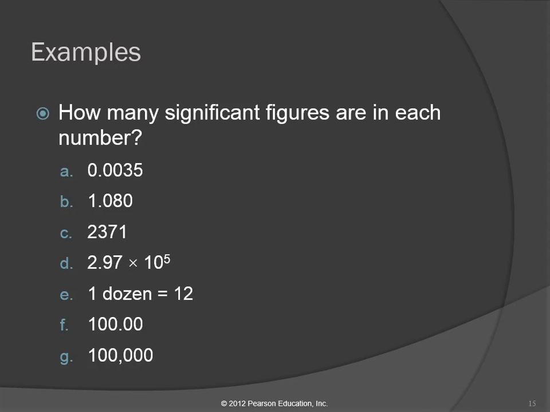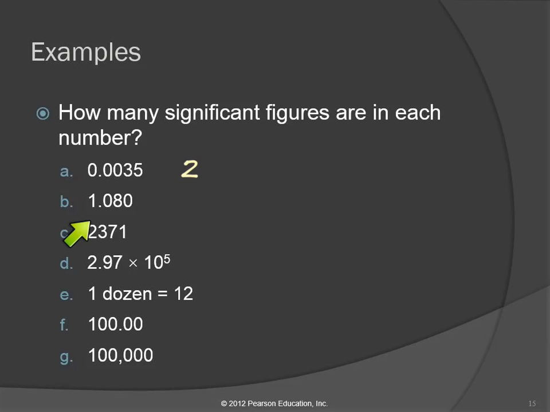So let's do some examples here. So how many sig figs in each of these numbers? A, 0.0035. 2. These zeros come at the beginning. They're just holding place for the decimal point. So the 3 is significant and the 5. The 5 is uncertain. There was an estimate there, but we always include one uncertain digit.